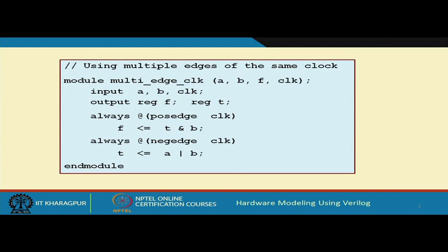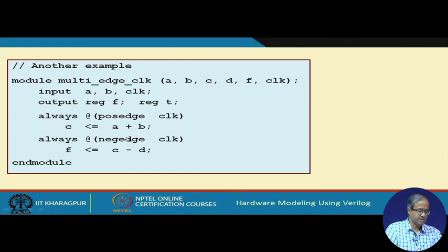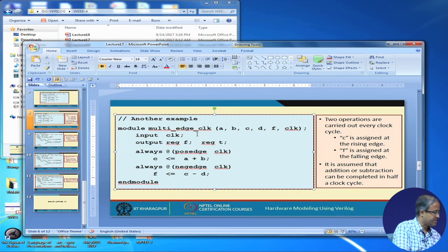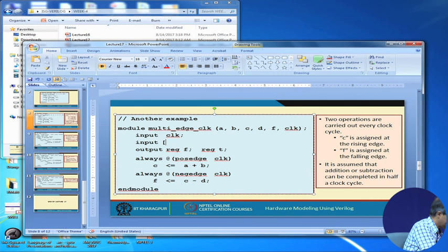So, let us take another example. This is an example which shows some addition and subtraction operations with this same kind of multiple edge clock. Here we are using, let us say, a plus b, a minus b. Here of course, the input description is not complete. Let us make it complete. Let us say input a, b, clock, let us make another declaration. Let us say we define input, let us say we have 8 bits and we define a, b, c and d, all of them.